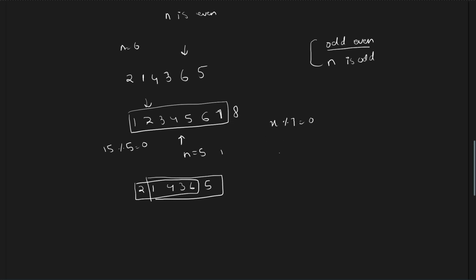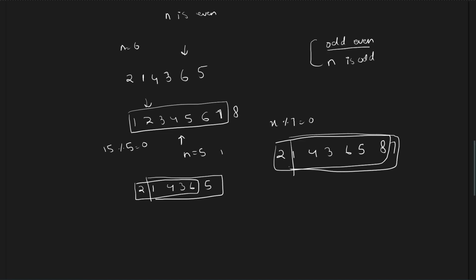But if I just switch these positions, 2 1 4 3 6 5 and 8 7, right? This way the first 7 values will not have the sum from 1 to 7, and the last 7 values will not have the sum from 1 to 7. So this way I am able to improve my answer, keeping in mind both of the conditions, right?